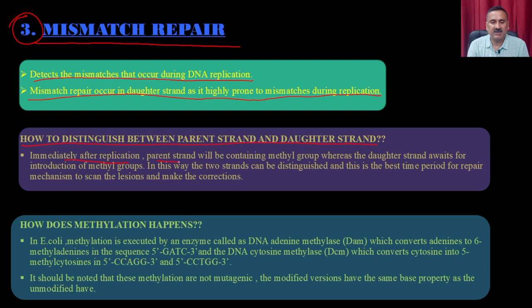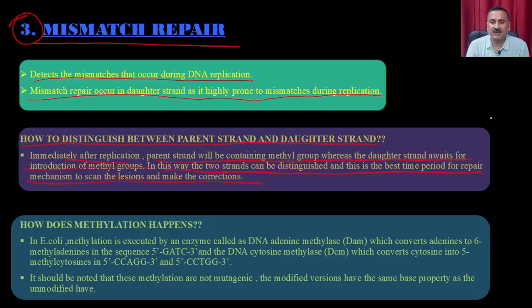Immediately after replication, the parent strand contains methyl groups, whereas the daughter strand awaits the introduction of methyl groups. In this way, the two strands can be distinguished, and this is the best time period for the repair mechanism to scan for lesions and correct them. It is very important that the damage is only going to occur in the daughter strand rather than the parent strand, so the parent strand just remains intact. In the daughter strand, you have these kinds of repair mechanisms. And how do you recognize the daughter strand? The daughter DNA is going to be unmethylated, because the methylation has not yet been done for all the adenine groups.